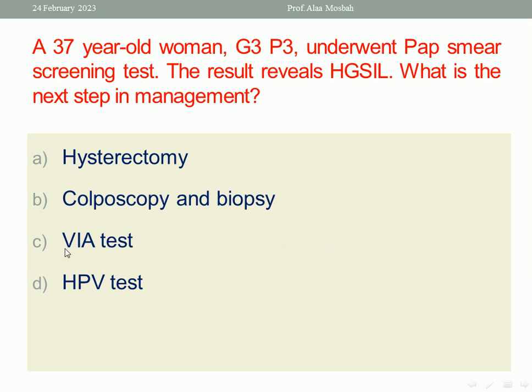Of course, I'm not going to do VIA test because it will not help me anymore, or human papillomavirus test, which will not add some important information, but colposcopy and taking biopsy from suspicious area is the best one response here. Of course, the biopsy will be sent for histopathological evaluation, so this is the sure diagnosis. You take a biopsy under the guide of colposcopy from the suspicious area. Histopathological evaluation will give me the diagnosis. So the best one response here is colposcopy and biopsy.